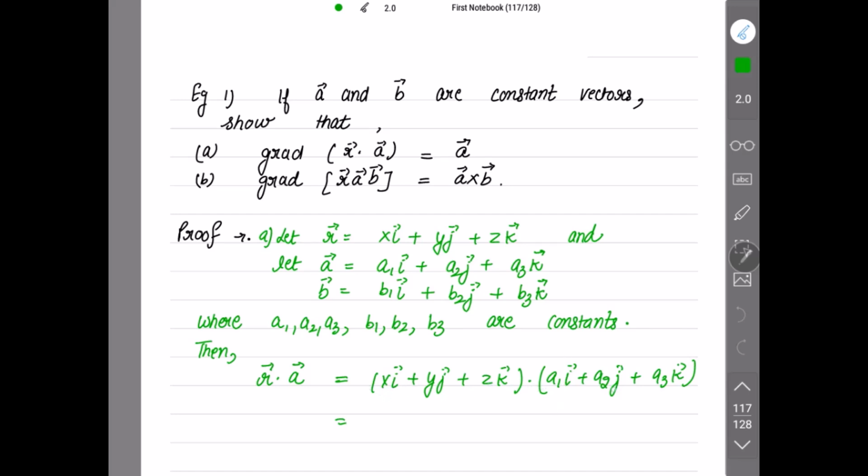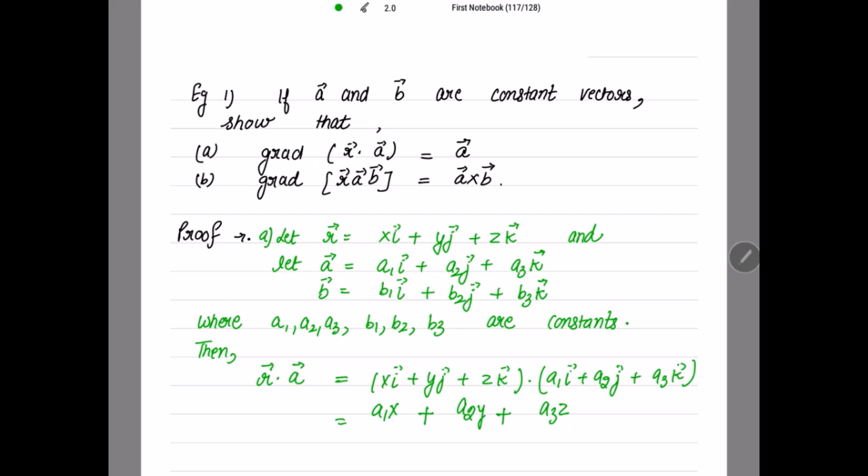Then xi dot a2j will be 0 because i dot j is 0, and xi with a3k is also 0. So xi with a1i gives a1x. Plus, for the second term, the dot product of yj with a1i is 0. The dot product of yj with a2j is a2y, because j dot j is 1. And the dot product of yj with a3k is 0 because j dot k is 0. Similarly for the third term, zk with a1i is 0 because k dot i is 0. Zk with a2j is also 0 because k dot j is 0. And then zk with a3k is a3z because k dot k is 1.